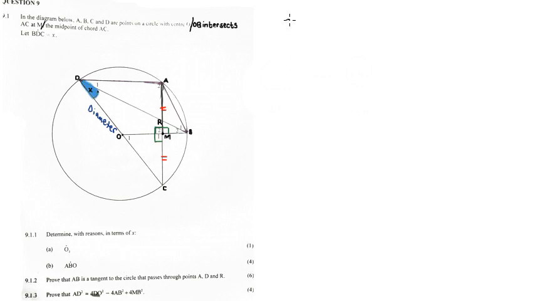Okay, so we'll go to question 9.1.1, right? It says determine, and the important thing here is with reasons, okay? And also we have in terms of the variable x, okay? So for A, they want us to determine with reasons the angle O1. So angle O1. Alright, so there is angle O1 over here. Let me just use a different color. Right, there's angle O1 over there. Right, it's an angle at the center.